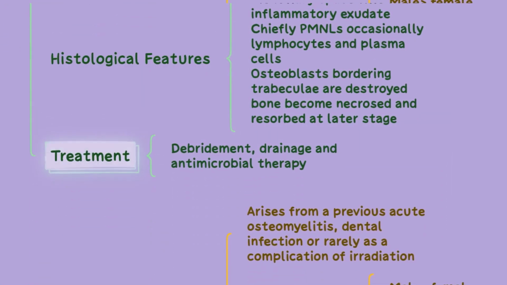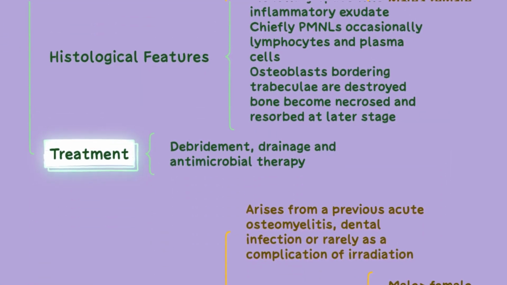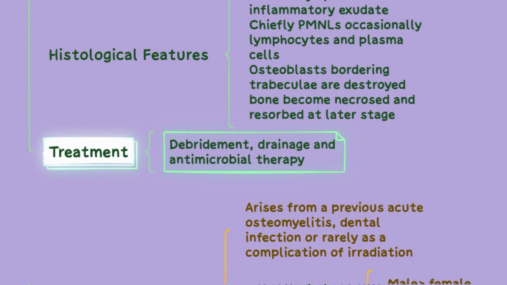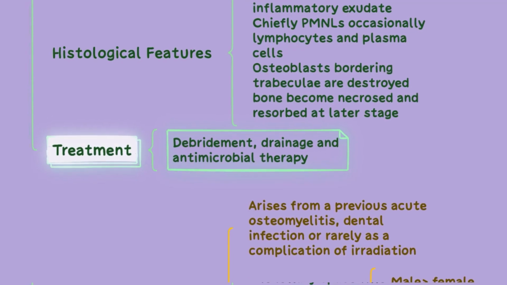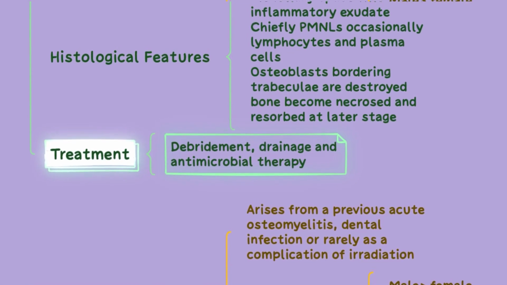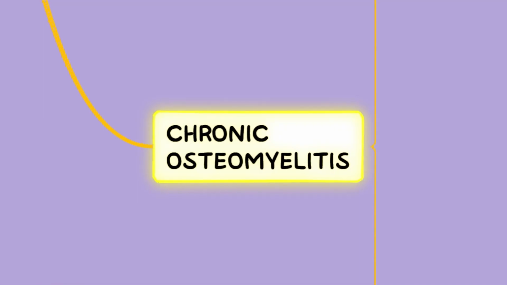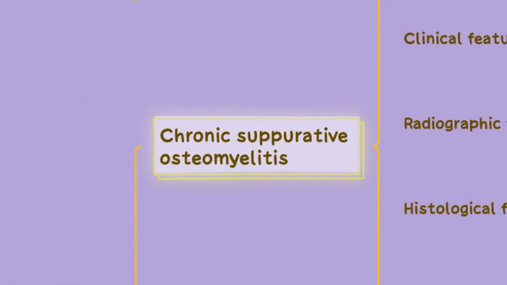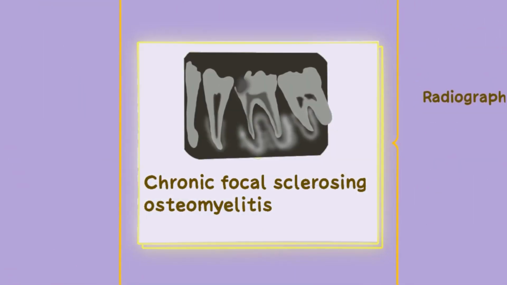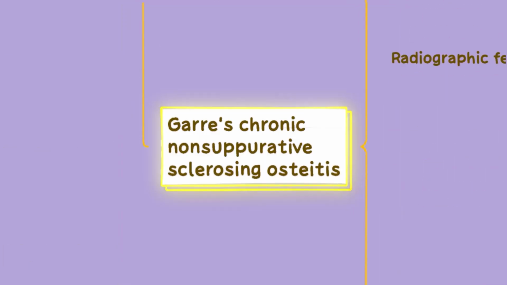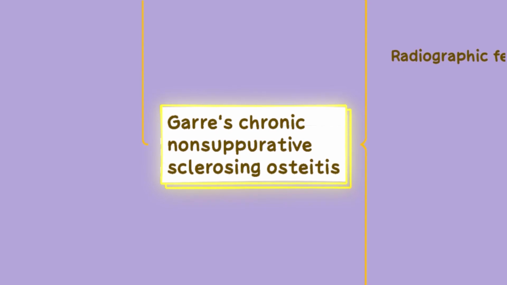The standard treatment for acute suppurative osteomyelitis involves debridement, drainage of abscesses, and administration of appropriate antimicrobial therapy to target the specific bacterial pathogens. The next type, chronic osteomyelitis, has different forms such as chronic suppurative osteomyelitis, chronic focal sclerosing osteomyelitis, chronic diffuse sclerosing osteomyelitis, and Garre's osteomyelitis. We'll discuss in detail about two of them.